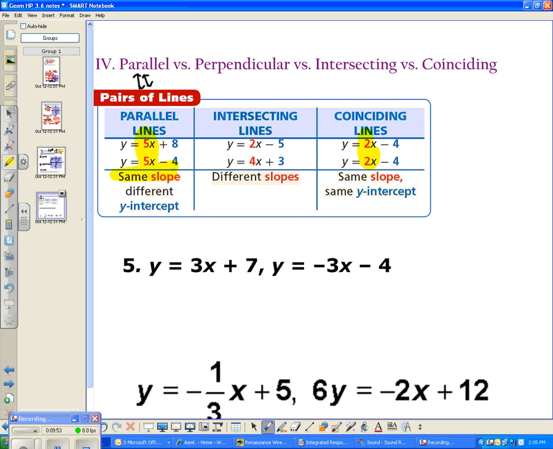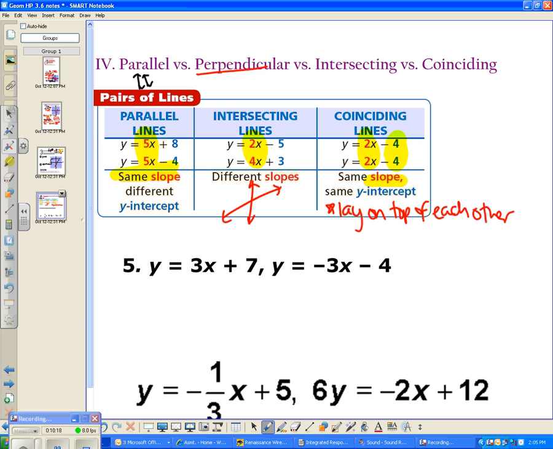Coinciding lines, if you notice, they have the same slope, but they also have the same y-intercept. Coinciding lines means they lay right on top of each other. So you can think of it as being the exact same line. Intersecting lines are lines that have different slopes entirely. And intersecting means they could look something like this. They just meet once.